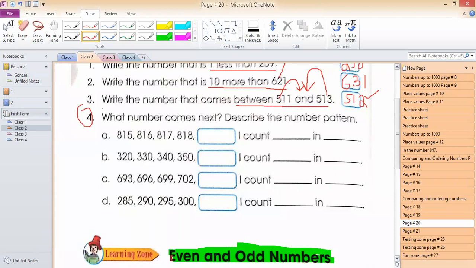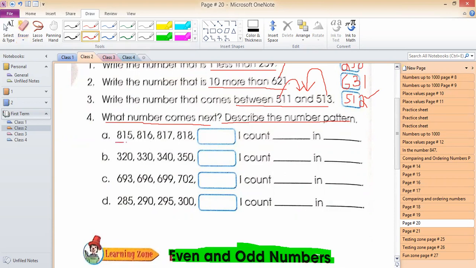Now question number 4 is saying: what number comes next, and describe the number pattern. There are two parts in question 4. First, you have to find out the missing number, what will come next. And second, you have to identify the pattern, what you are counting on in. Either you are counting on in ones, twos, threes, fours, or fives. So we will do it, and you will help me to complete these questions.